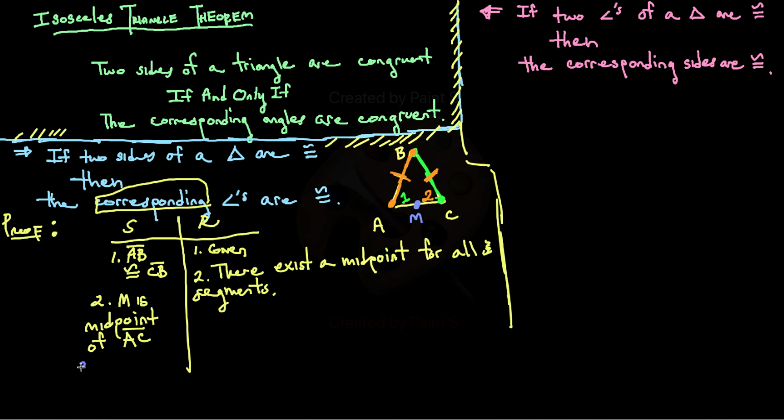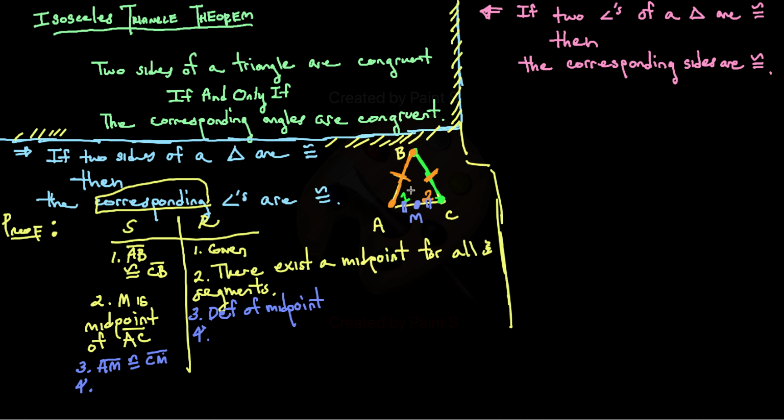Now you write 3. Given that M is the midpoint, you know that AM, this side, is congruent to CM. That's my definition of midpoint. So I have AM is congruent to CM, and that's the definition of midpoint.